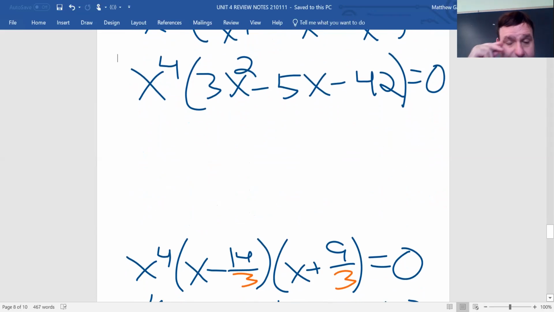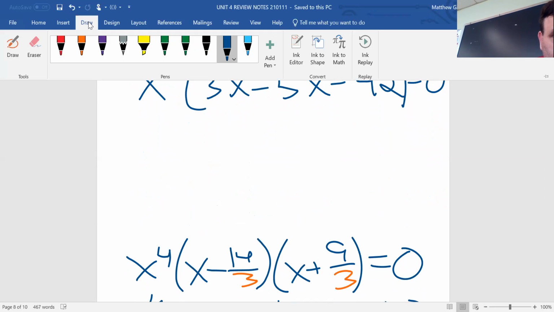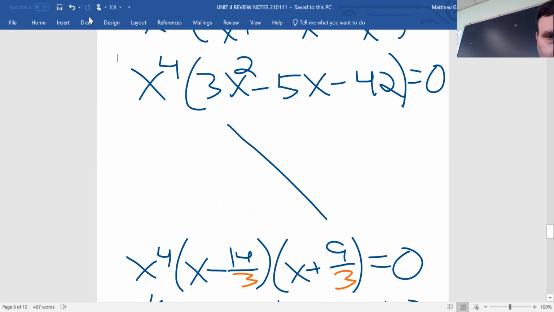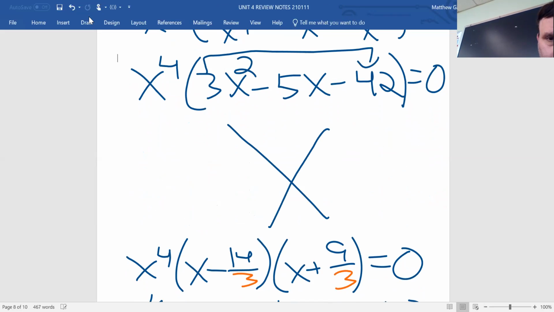And I didn't write in what I did with the factoring because I want to kind of go through it. This is a challenging one. So when you factor the quadratic, it's 3 times negative 42, which is negative 126. So remember, guys, it's a times c. It adds to b, which in this case is negative 5.